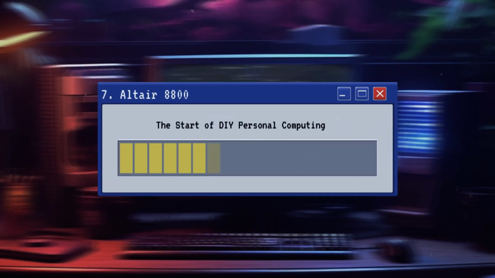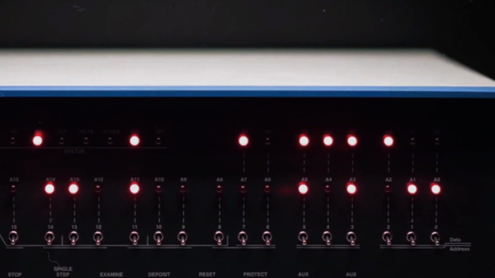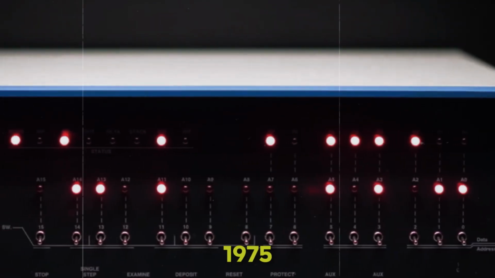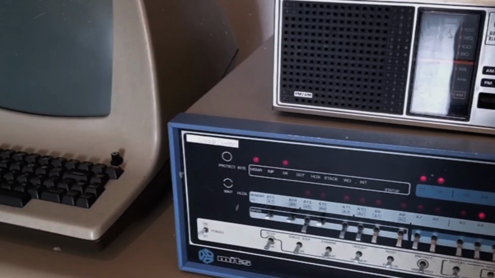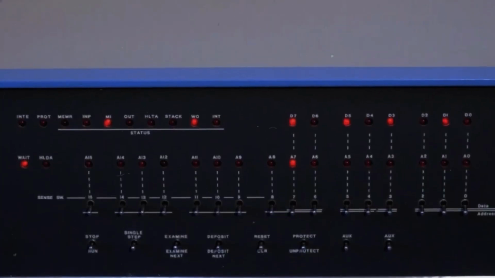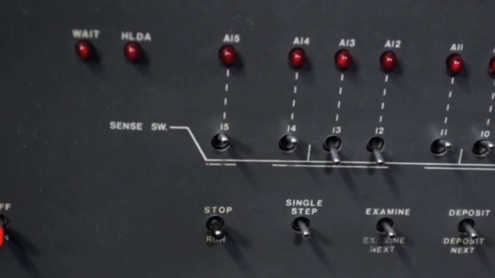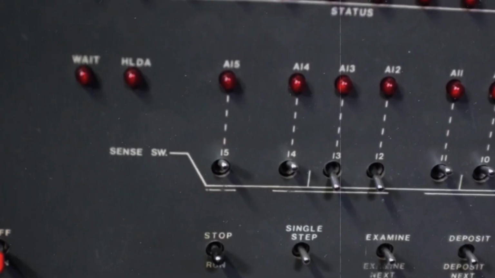Number 7. Altair 8800. The Altair 8800 was launched earlier in 1975. This came as a DIY kit that enthusiasts could assemble themselves. It featured an Intel 8080 processor and used switches and LEDs for input and output. The processor was similar to the one used later in the IBM PC, but less powerful obviously.